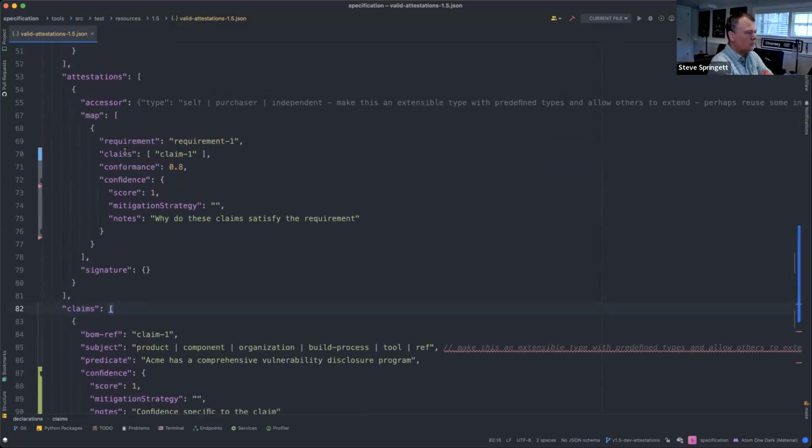And what else? I think the missing question was, where should counter evidence go, or negative evidence? Counter evidence.